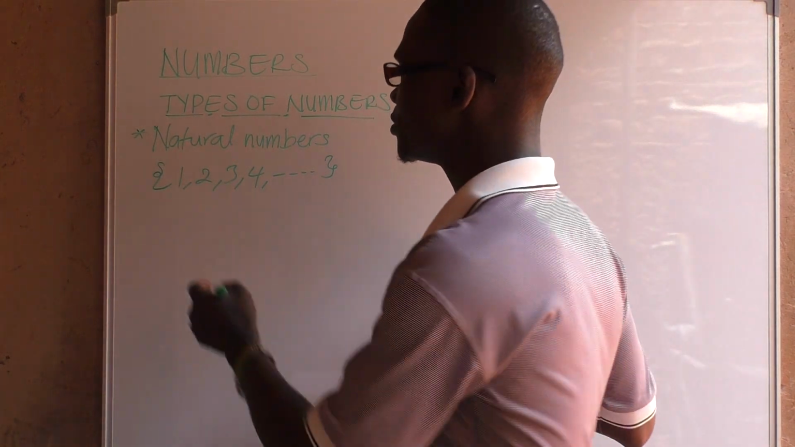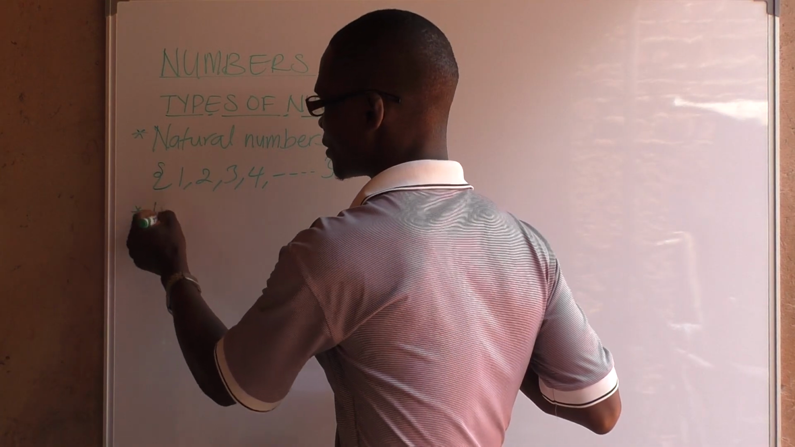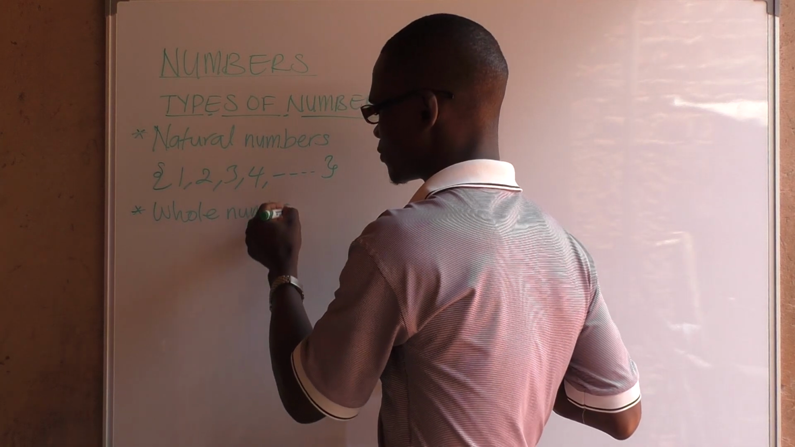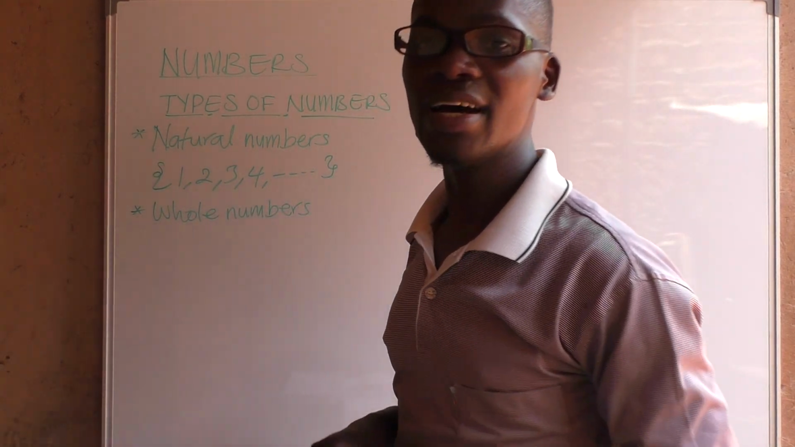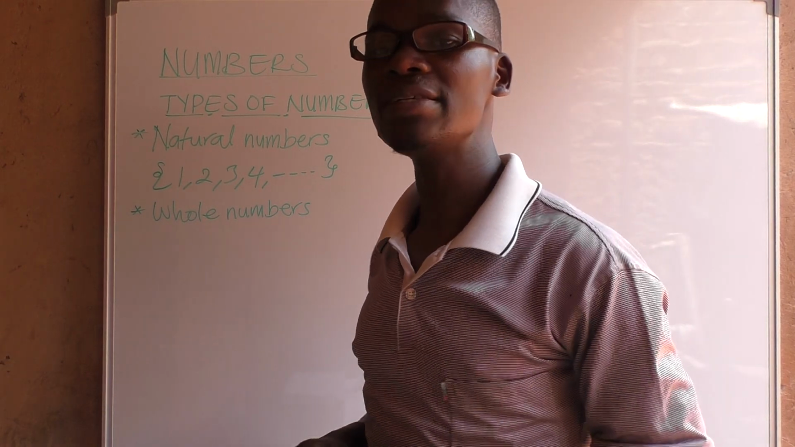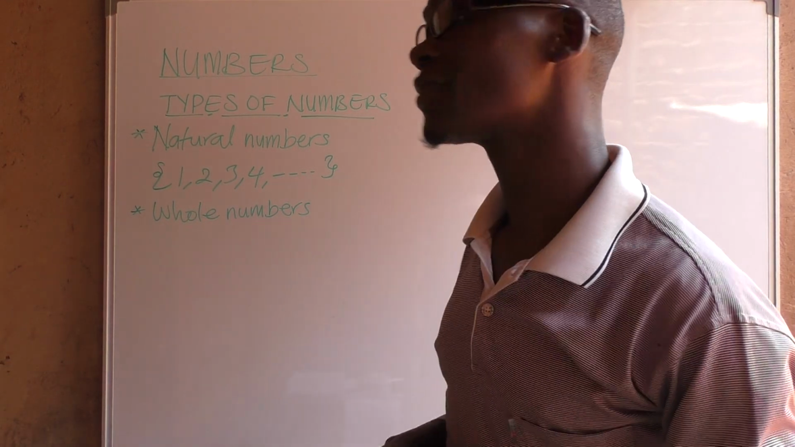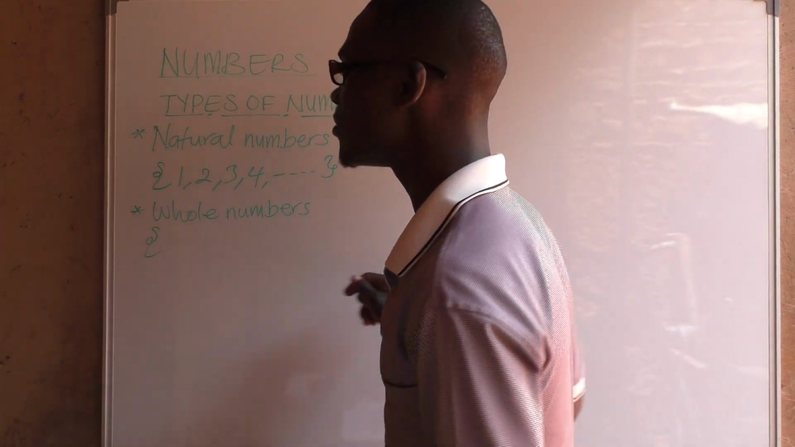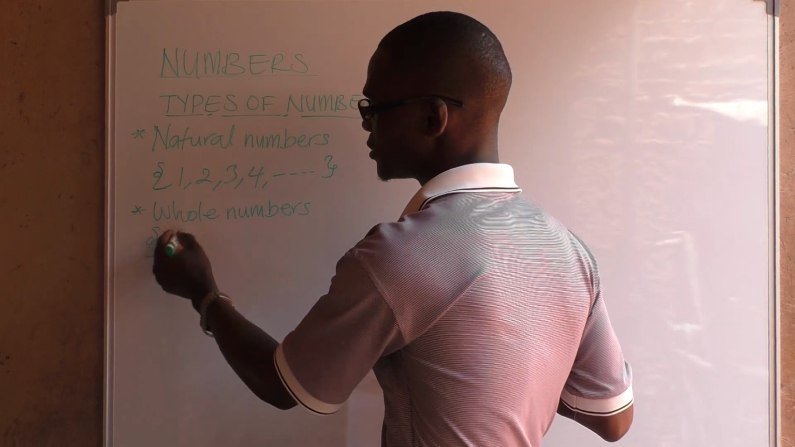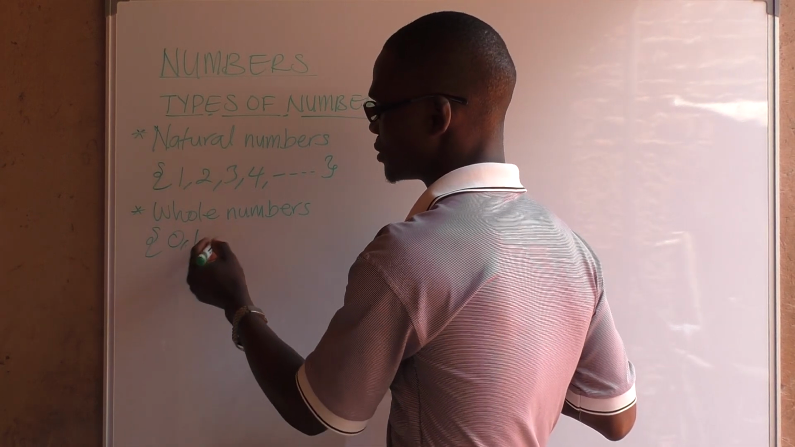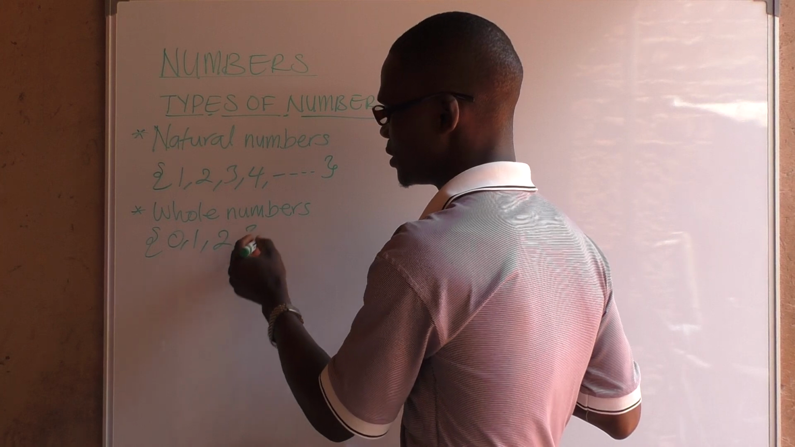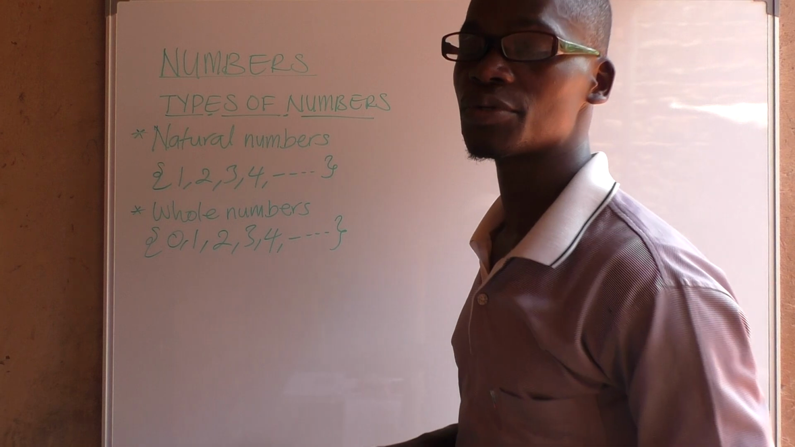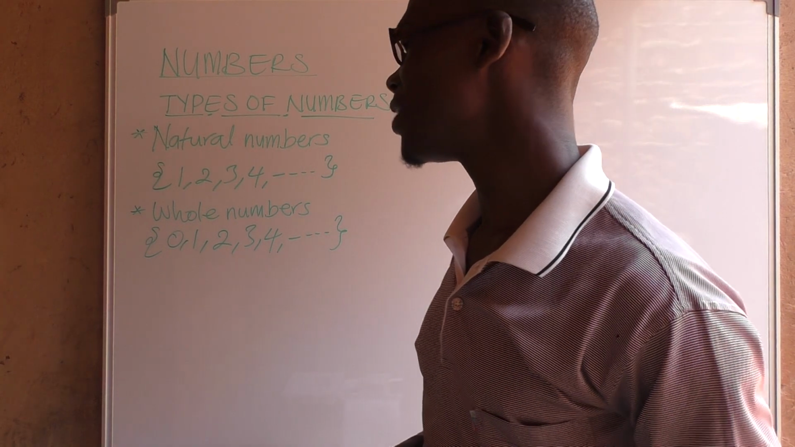Our second type is whole numbers. Whole numbers are counting numbers starting from 0. That is to say, a set of whole numbers is given by 0, 1, 2, 3, 4, and so on. So those are whole numbers.